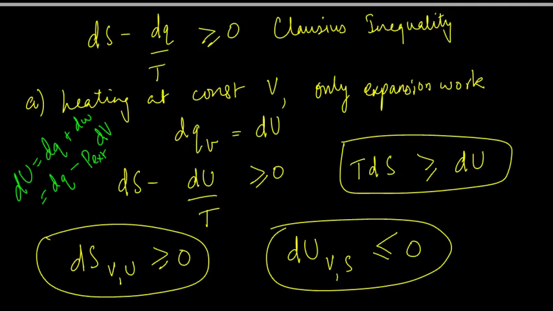In case when things are spontaneous, this is the one that you have to use. There we started with dS minus dq reversible by T is equal to 0. That was for a reversible case. You can see the equation is written true for both reversible and irreversible. Irreversible is spontaneous. So using this equation, we get at constant U and V, dS is 0.